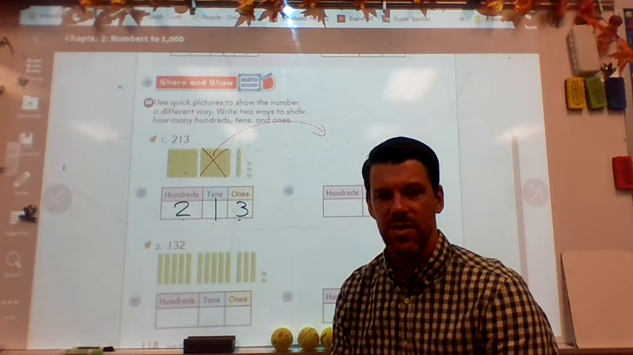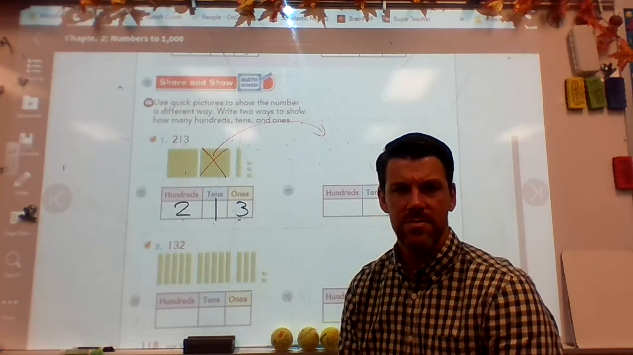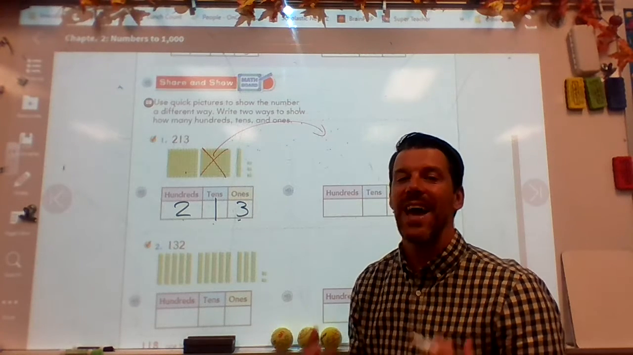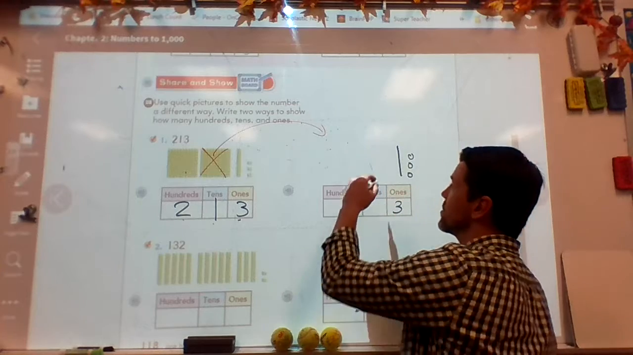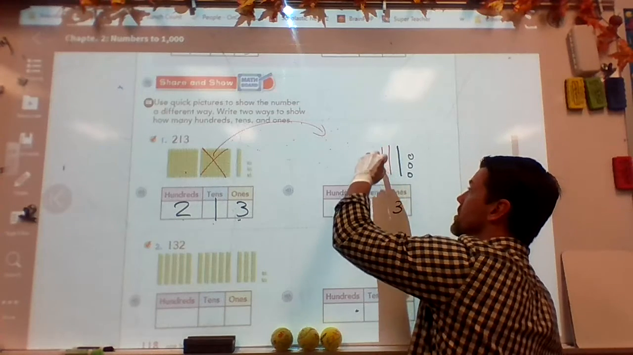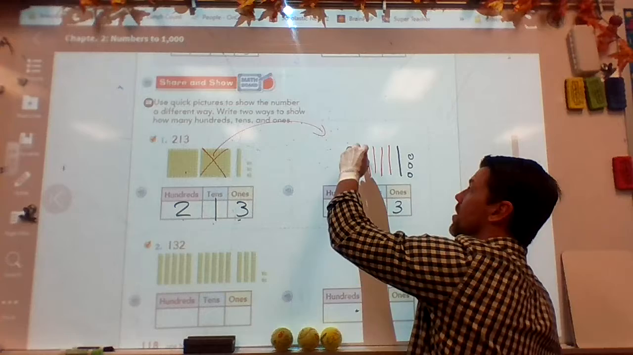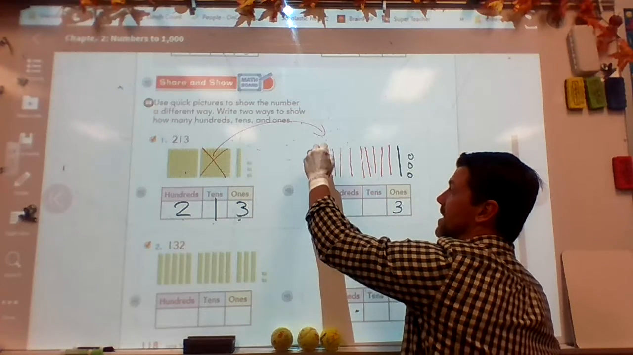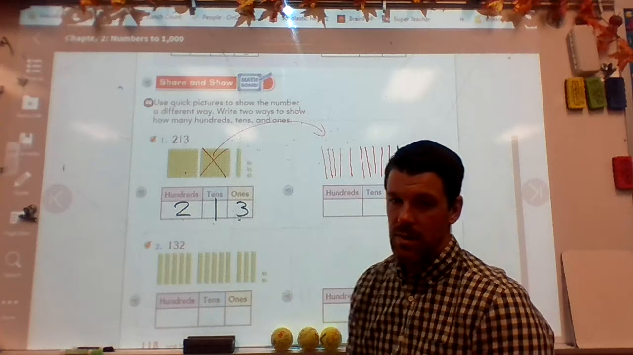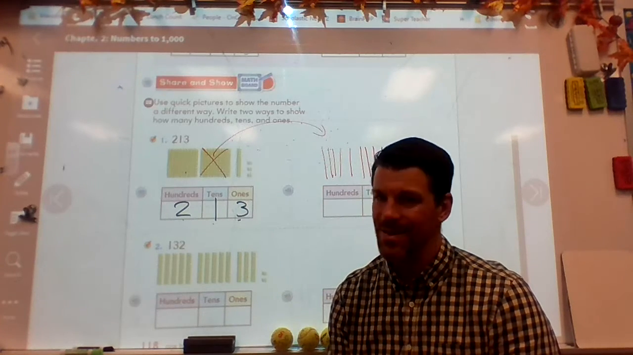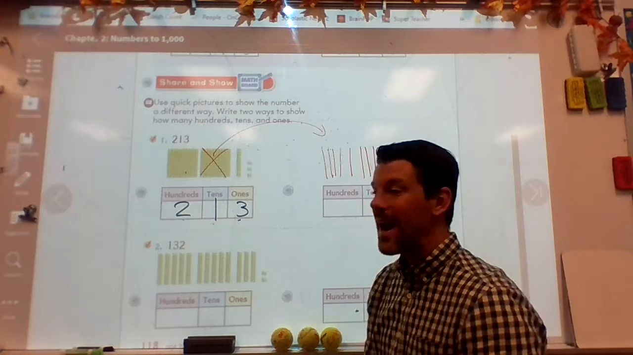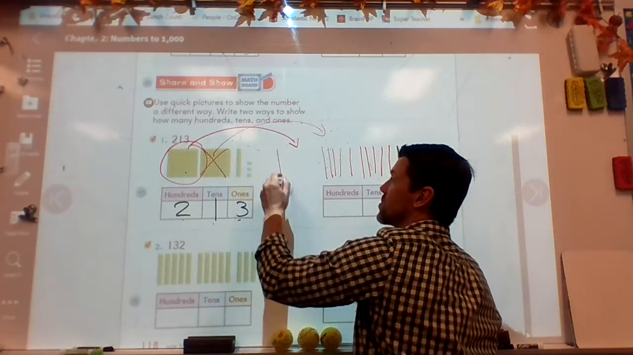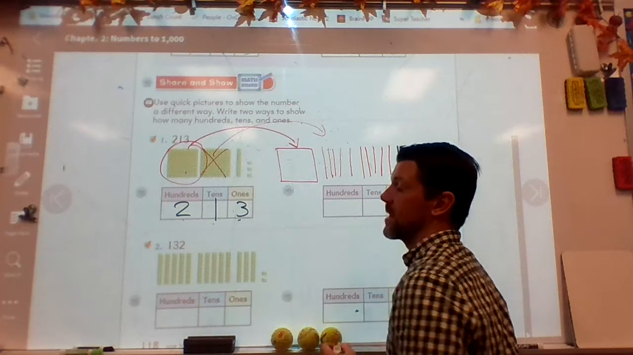How many 10 sticks do you think I should make? Show me with your fingers. Oh, wow, you did know. It was 10 sticks. So let's draw those 10s. 1, 2, 3, 4, 5, 6, 7, 8, 9, 10. Do you think we're done? No, no, no. We are not, because we still have another hundreds over here. So I'm going to bring that 100 square over just like that.